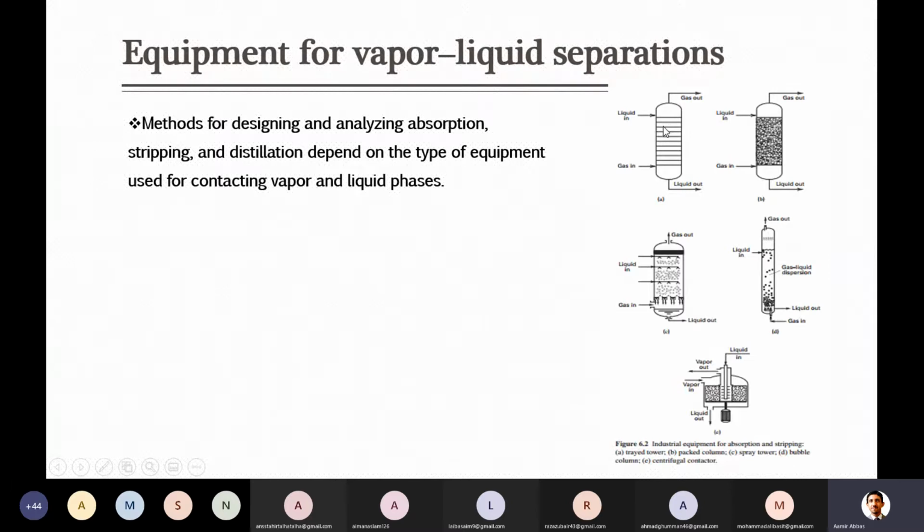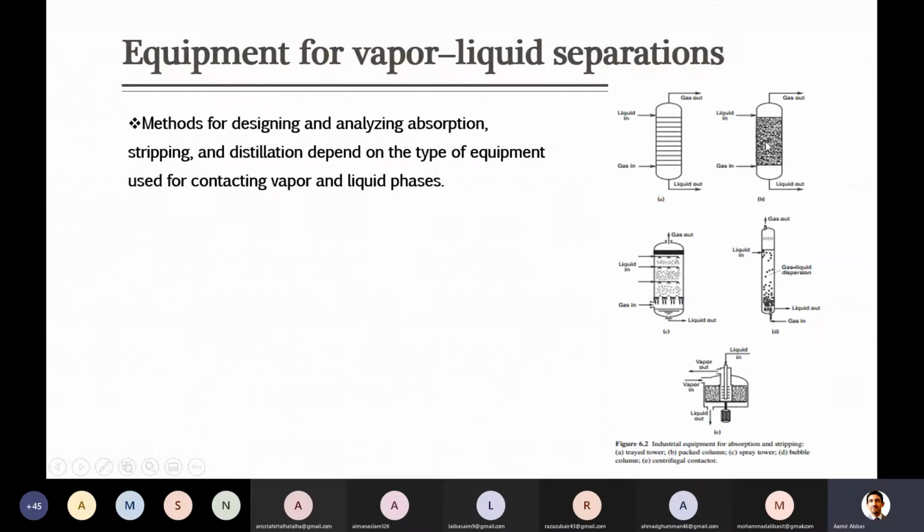Because on each plate, as you know from distillation, there is a hold up of liquid. Some liquid stays on each plate, and when vapor coming from the bottom plate crosses the holes, we will discuss from where the vapor enters the next plate, the top plate. It comes in contact with the liquid, mass transfer occurs, and then the vapor moves to the top and the liquid goes down.